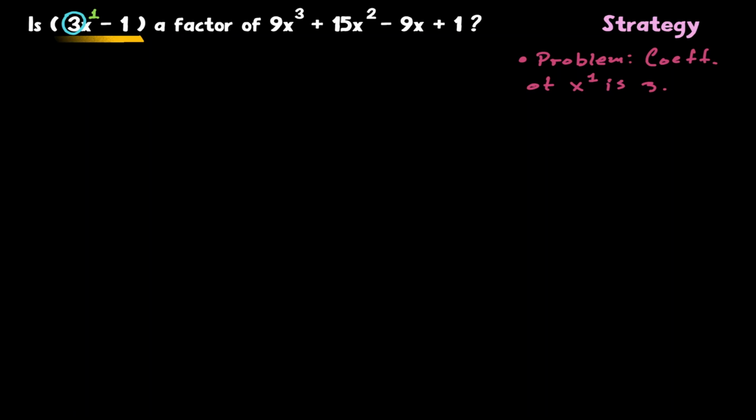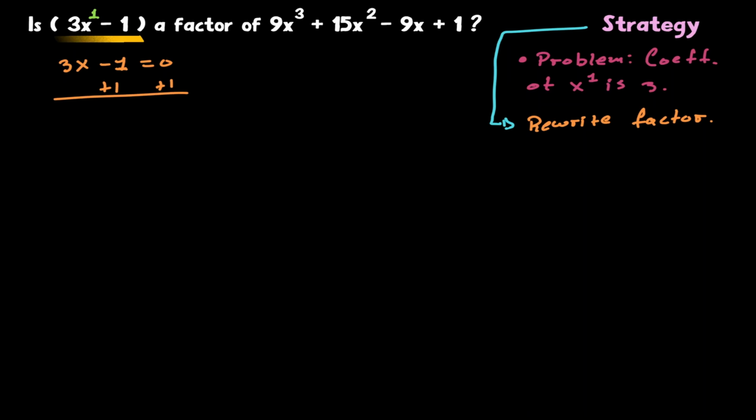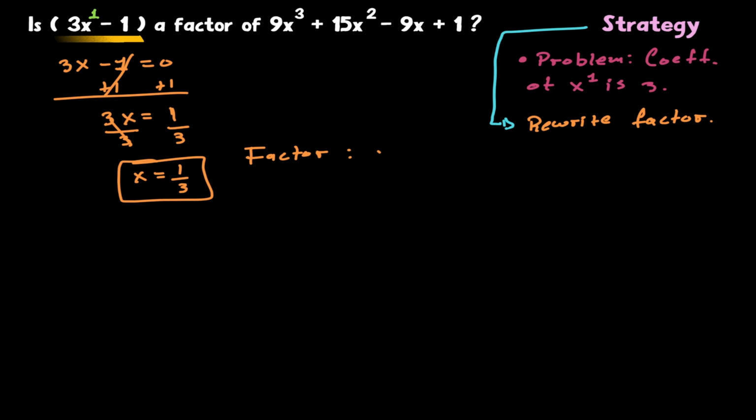Now we need to fix that problem. One strategy that we can do is to rewrite our factor. Let's get the factor that we were given, 3x minus 1, and set it equal to 0. Let's start by adding 1 to leave the x by itself. Then we get 3x is equivalent to 1, and now let's divide by 3. x is equivalent to 1/3. So the factor that we are going to consider is x minus 1/3.